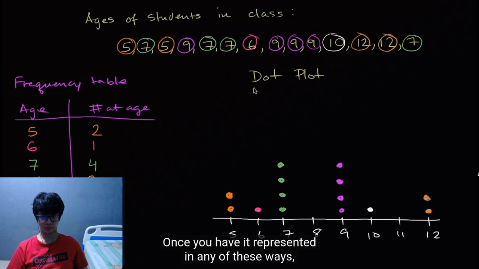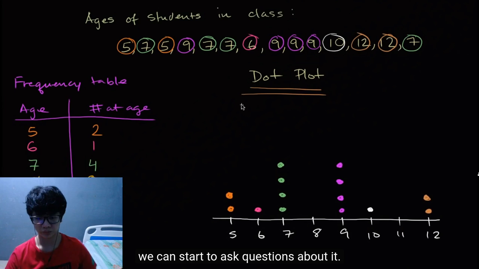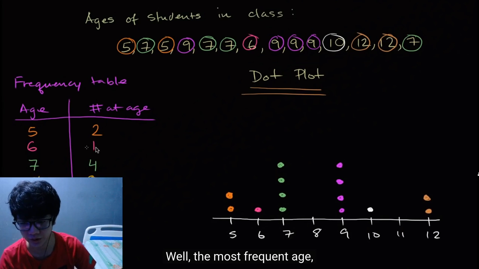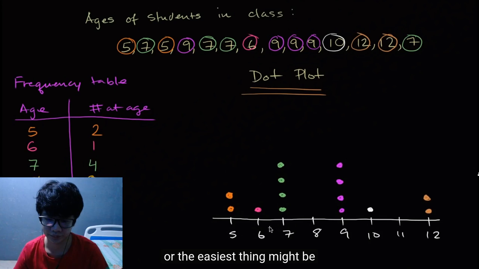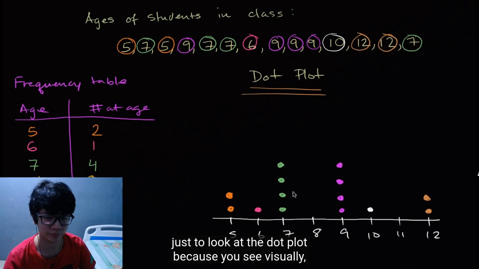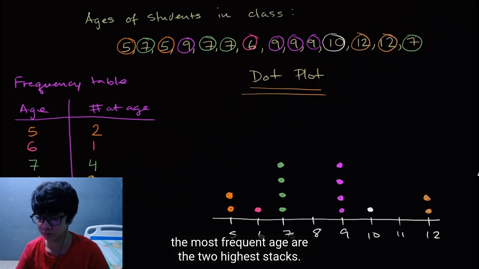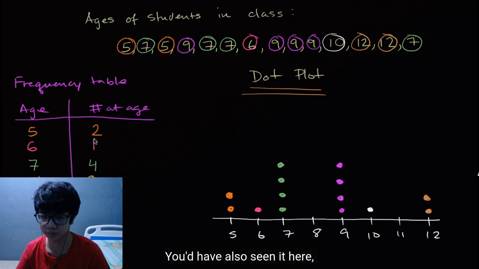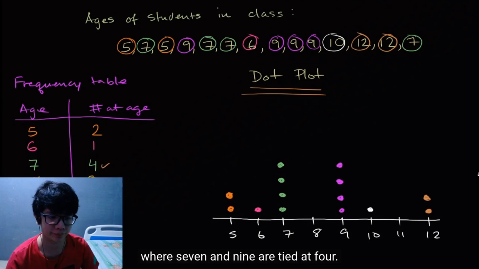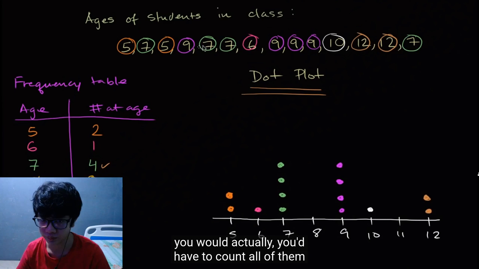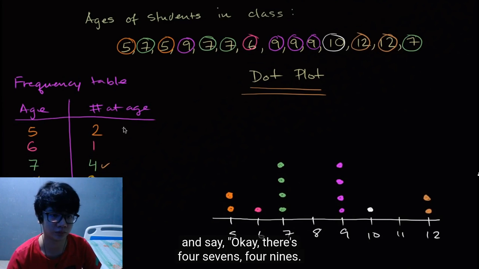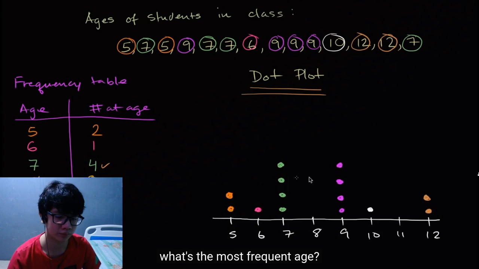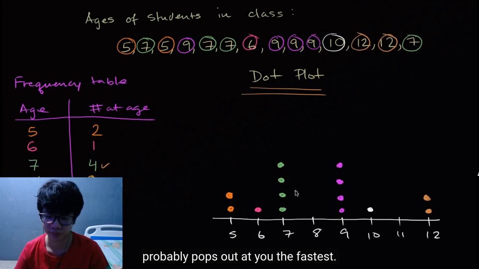And once you have it represented in any of these ways, we can start to ask questions about it. So we could say, what is the most frequent age? When you look at it visually, the easiest thing might be to look at the dot plot, because the most frequent ages are the two highest stacks. So 7 and 9 are tied for the most frequent age. You would have also seen it here, where 7 and 9 are tied at 4. And if you just had the list, you'd have to count all of them and say, okay, there's 4 sevens, 4 nines, that's the largest number. So if you're looking for the most frequent age, visually inspecting the dot plot probably pops out at you the fastest.